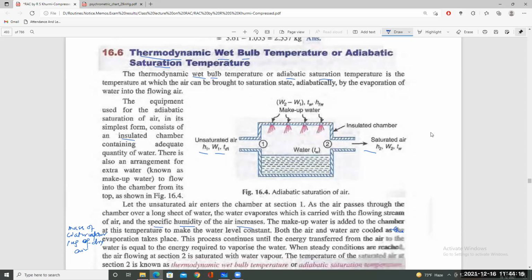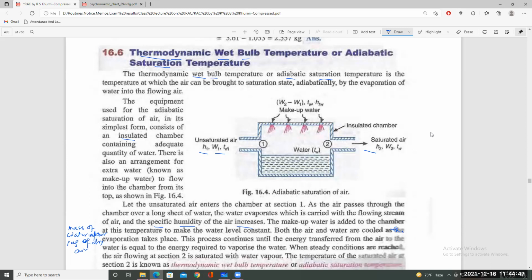If the air temperature is higher and contains a higher amount of energy, it will transfer to the water, and this energy is absorbed by the water as the latent heat of evaporation. When the amount of energy present in the water is exactly equal to the amount of energy required for evaporation, then we say that the steady condition is reached.